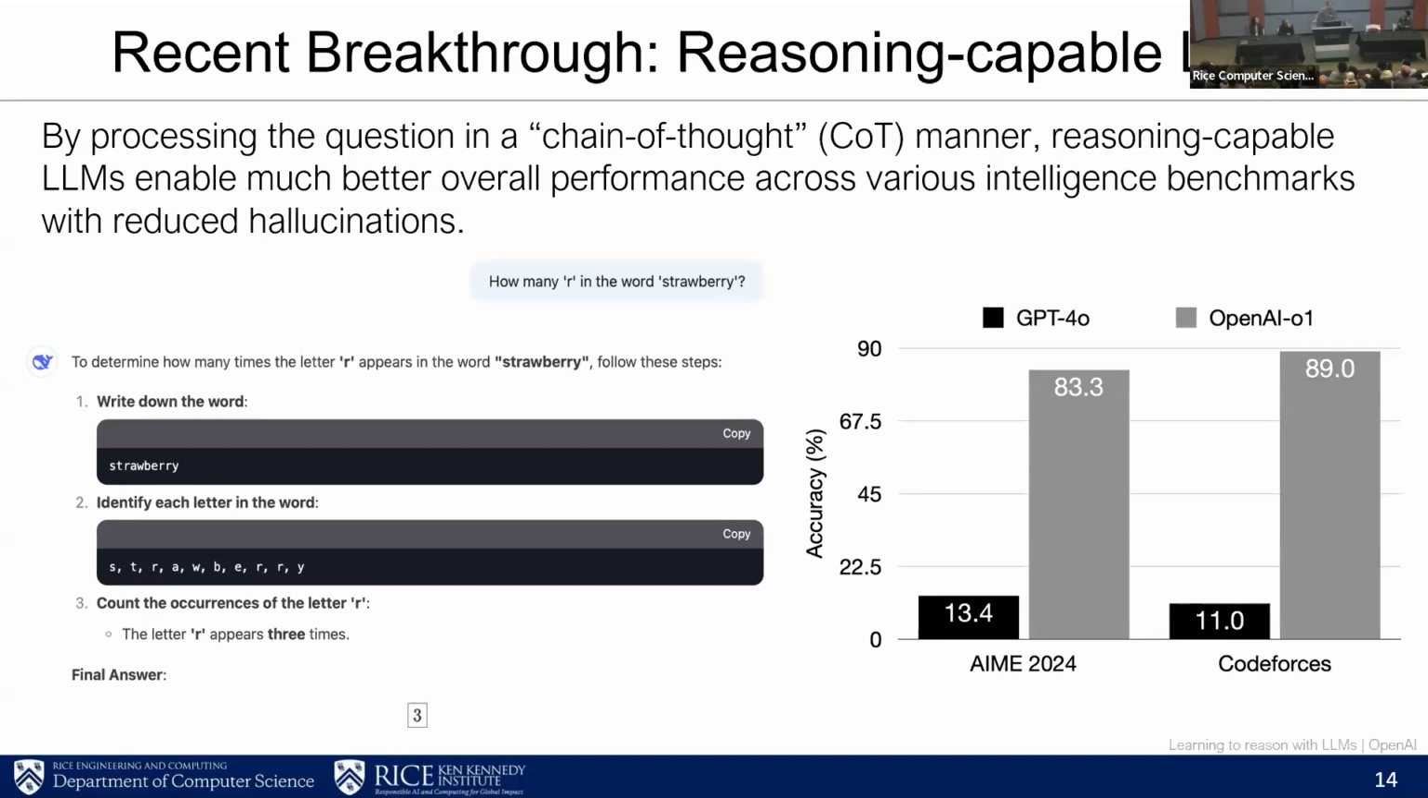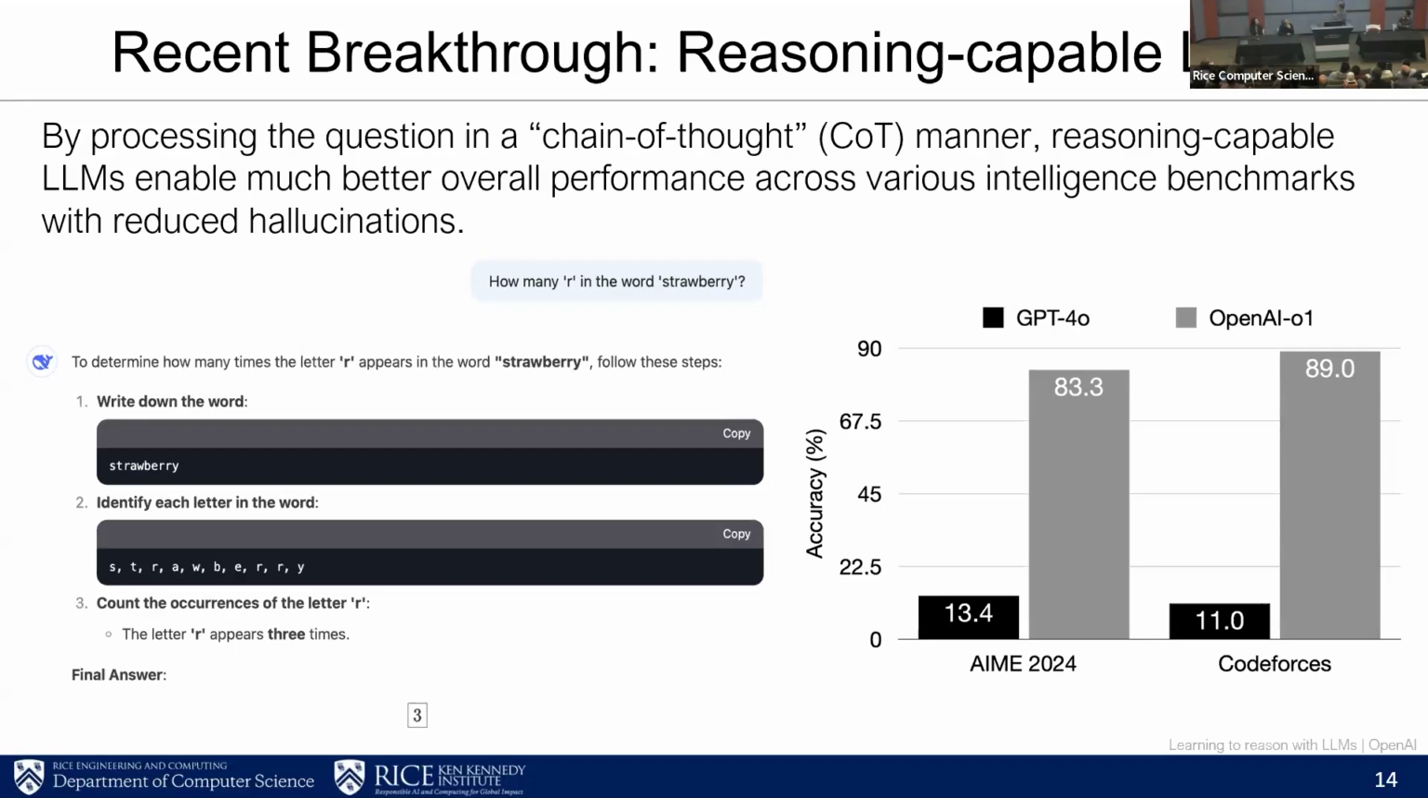Instead of doing this, many methods have been proposed to process a question in a chain of thought. What does it mean? It decomposes the question into multiple steps, as shown in the example. First step, write down the word, identify each letter in the word, and count the occurrences of the letter R. And then it will get the right answer: 3 times appeared in the word strawberry. By doing this, it is recognized by the community that we will be able to deal with many tasks much easier and much more effectively than before.